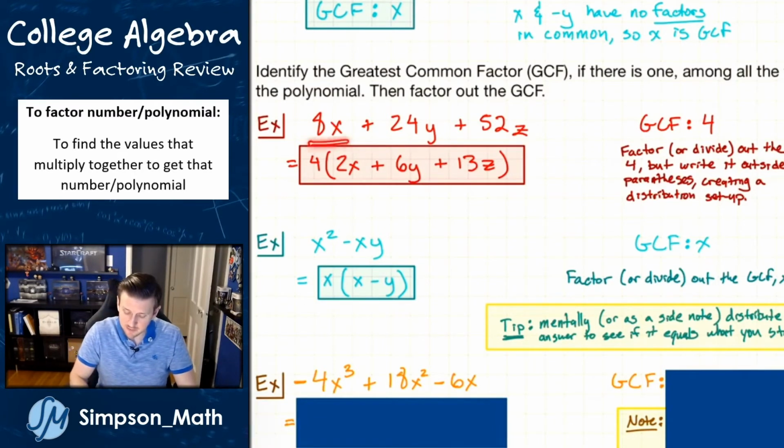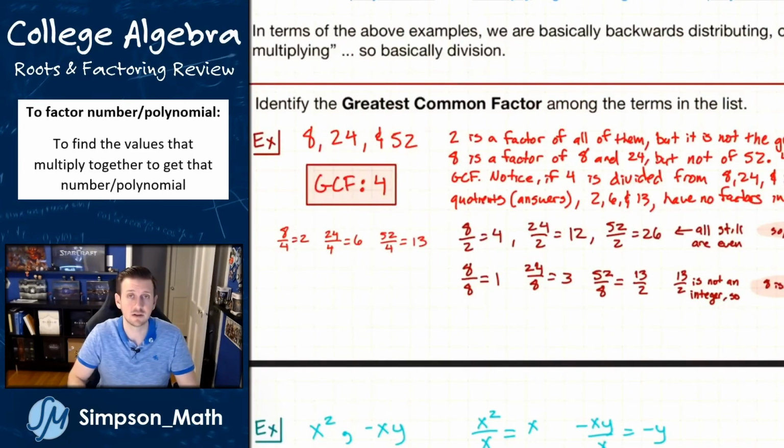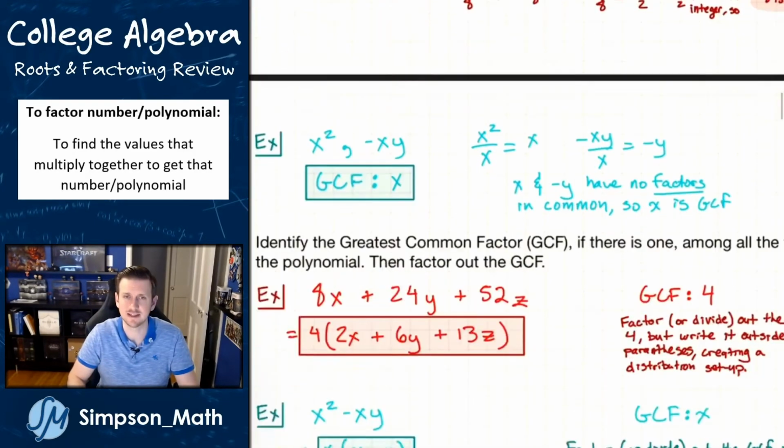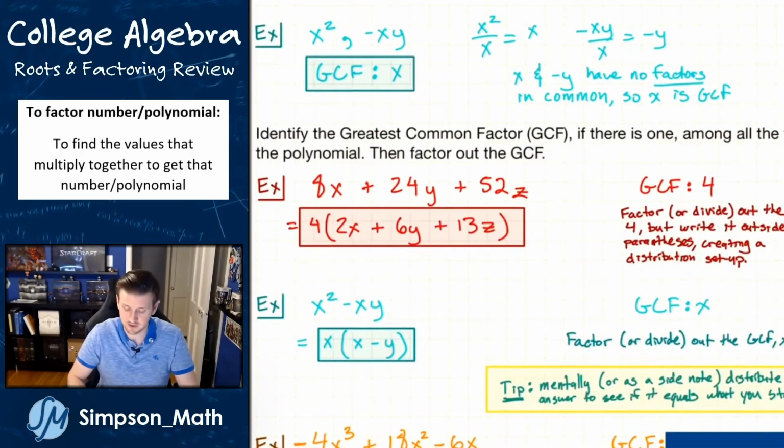So notice 8x plus 24y plus 52z. The 8, the 24, and the 52, those sound familiar. In fact, they were these numbers up here, so that's not a coincidence. So we already know what the GCF of those are because all I've added on were these variables, x, y, and z. x, y, and z don't have any common factors, so the GCF is just 4.